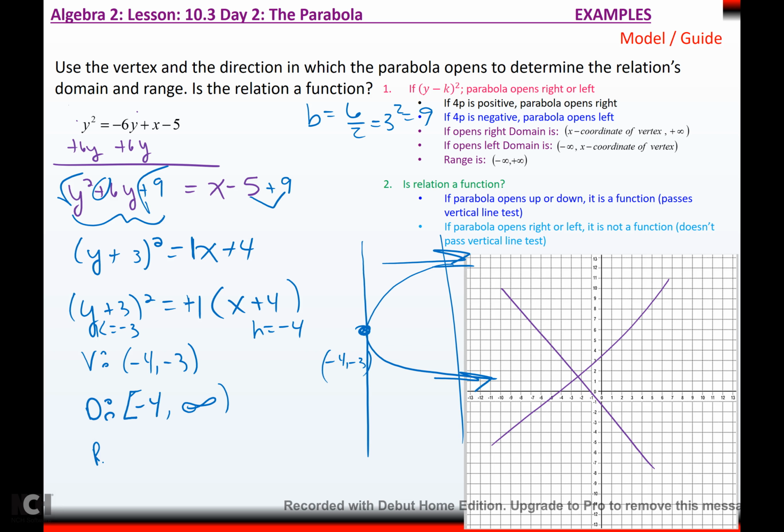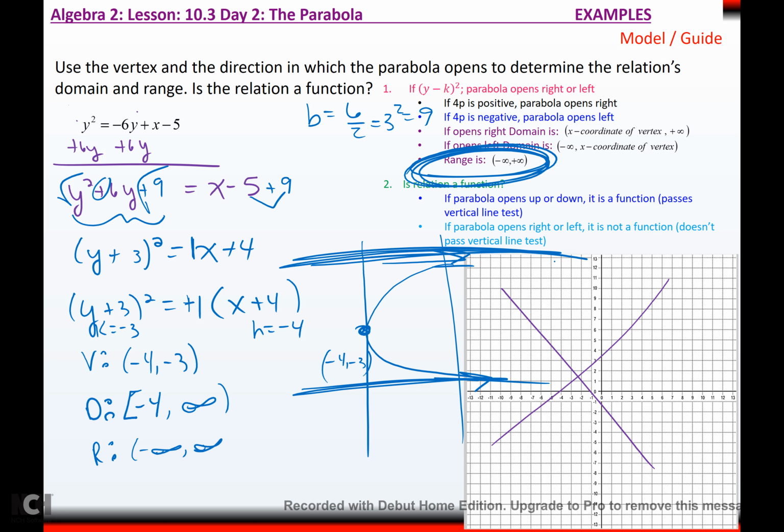Now, my range, on the other hand, if they open sideways, I promise you, your range is always going to be negative infinity to infinity. Because I can't block the bottom or the top. It's going to break on through and keep going down and break on up and keep going right.